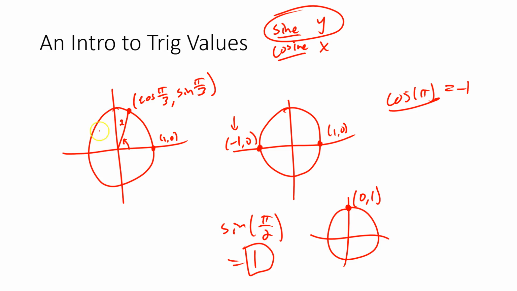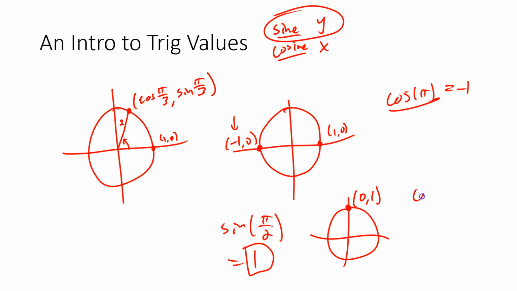We'll learn more about the other values later, like cosine of 11 pi over 6, sine of negative 5 pi over 4, stuff like that. We'll do that in section 4.4, but for now, just an understanding of, hey, the sine is the y-coordinate, cosine is the x-coordinate anywhere on the circle, and we take these of radian values of angles.